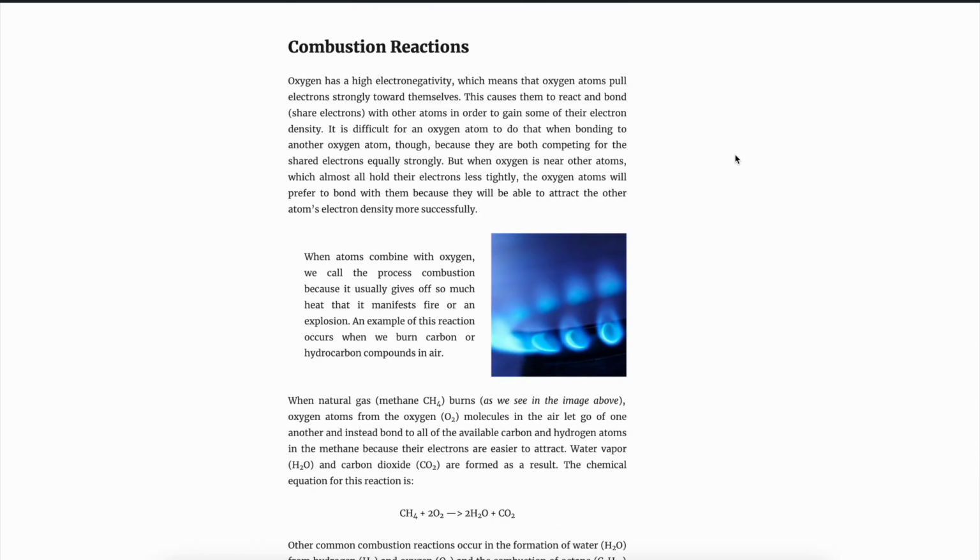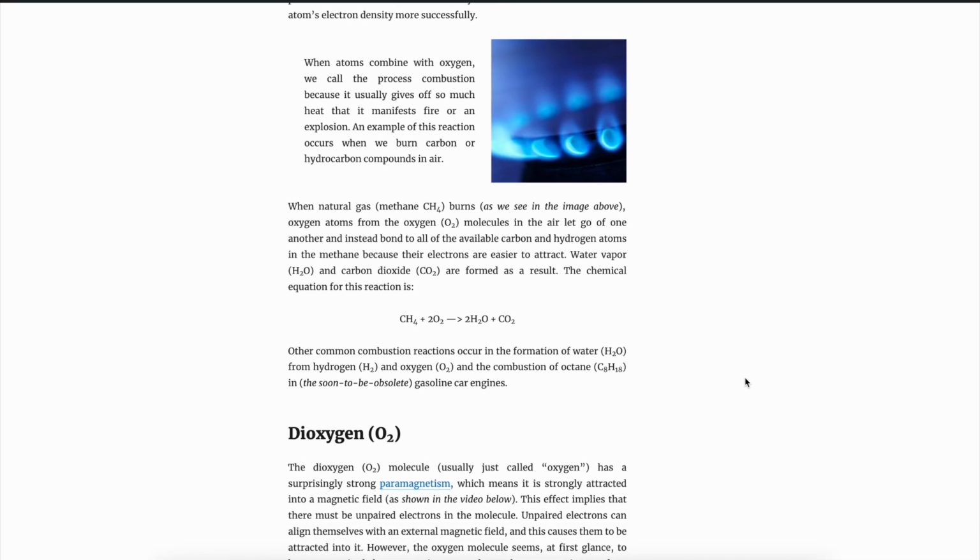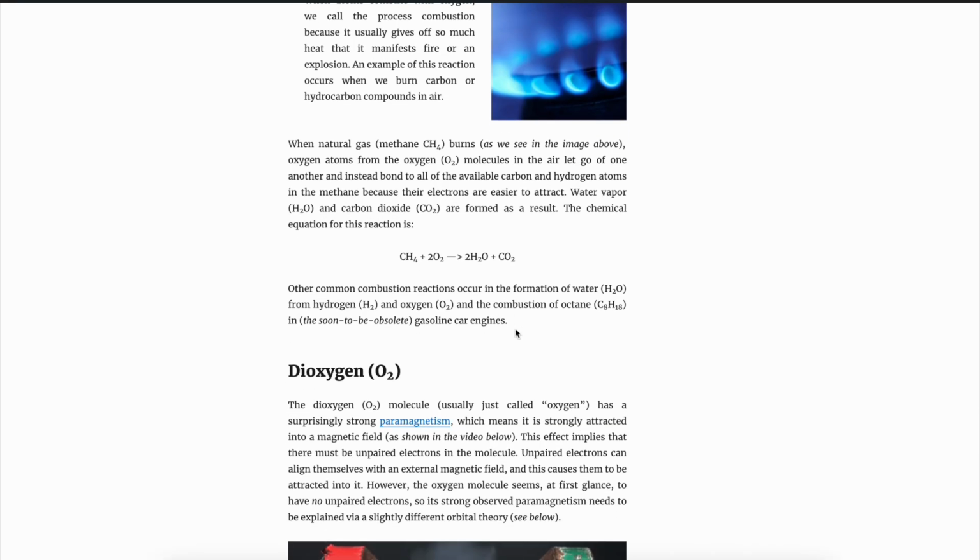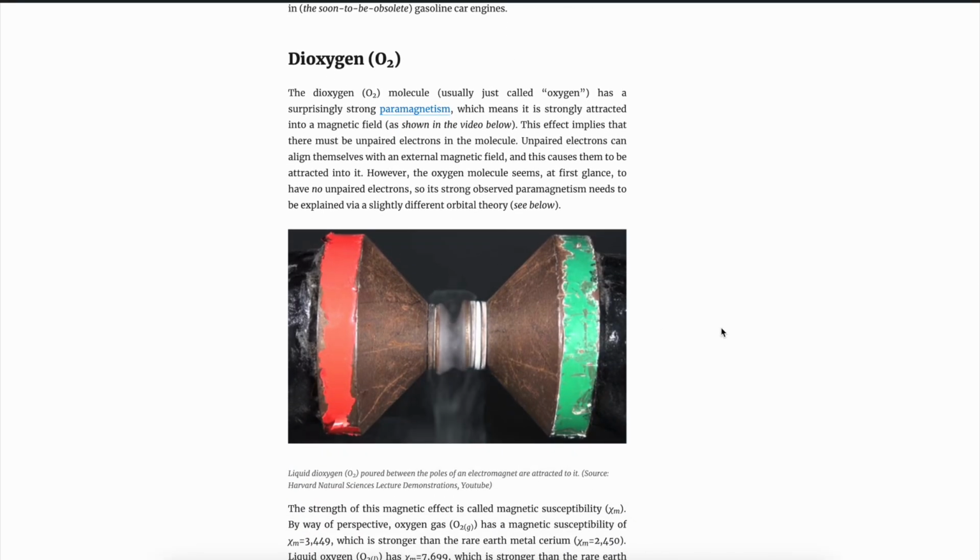Now, as we all know, oxygen is extremely important for combustion. It's what happens when something burns: the process of that thing combining with oxygen in the air and converting into new chemical substances. And we know that when natural gas, methane, burns in oxygen, it forms water and carbon dioxide.